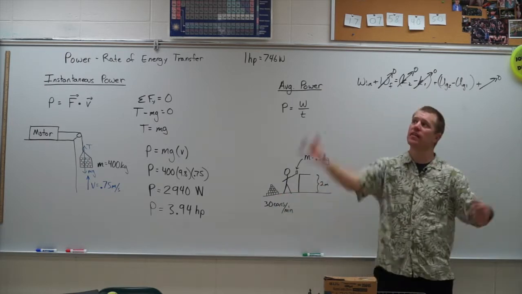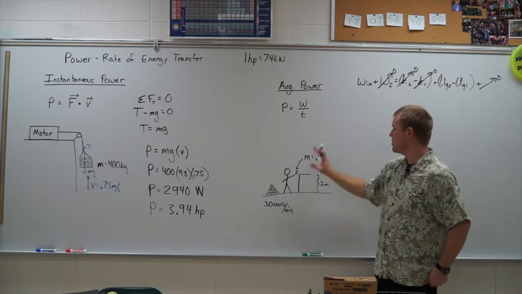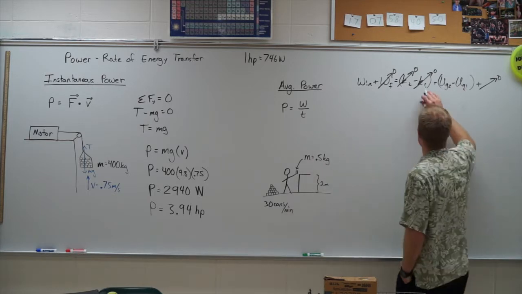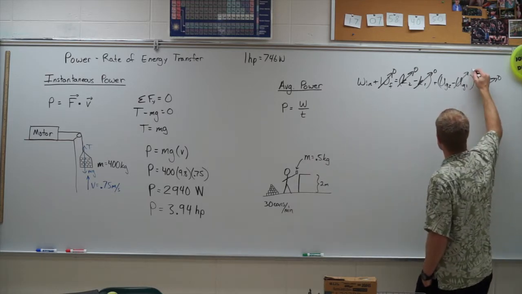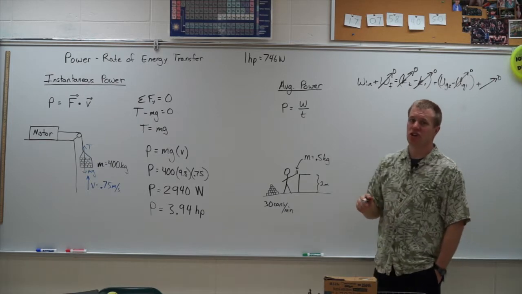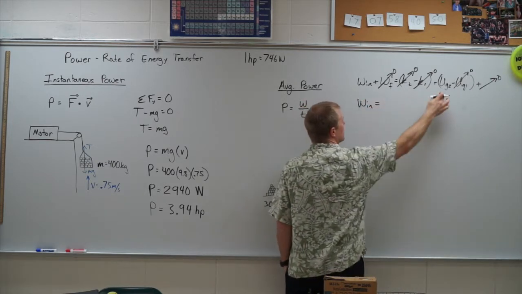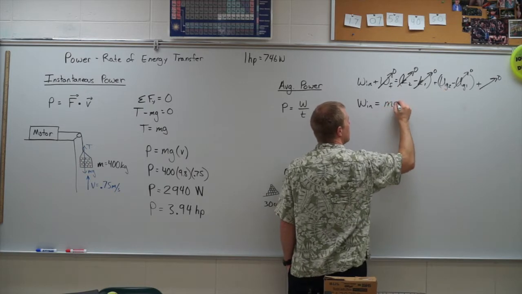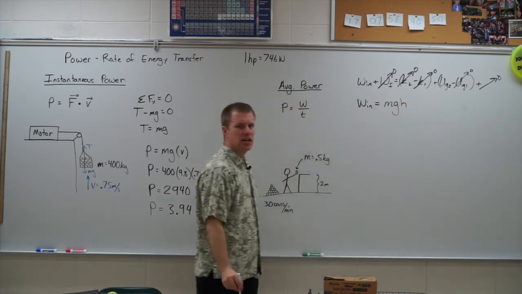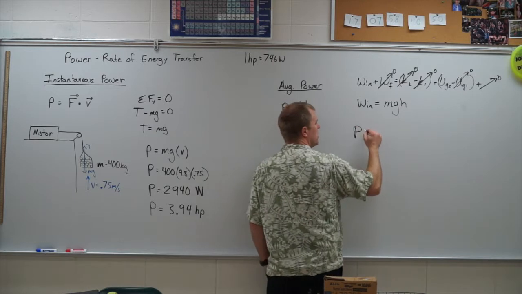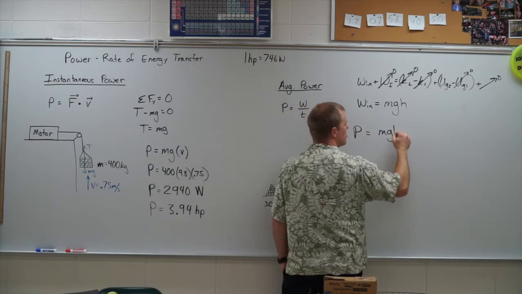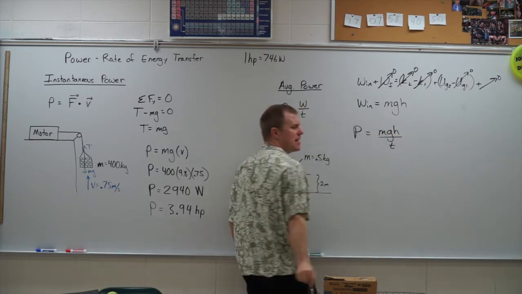We're not throwing the cans up in the air. Okay, we're setting them on the shelf. And then lastly, the initial gravitational potential energy is 0 because it starts at a height of 0. So that means that the work in is going to be equal to the final potential energy, mgh, for the cans. So the power is going to be mgh divided by t, the time it takes.